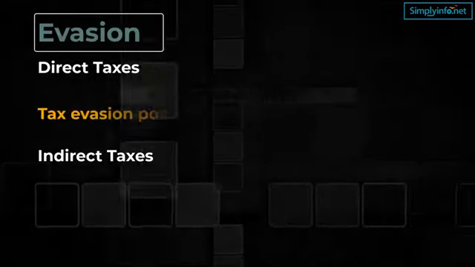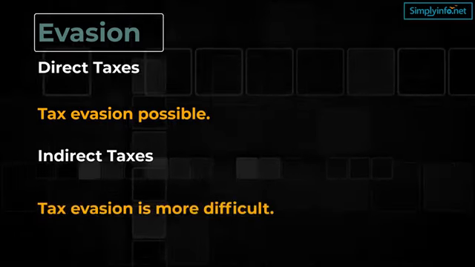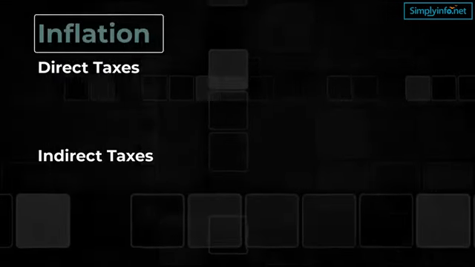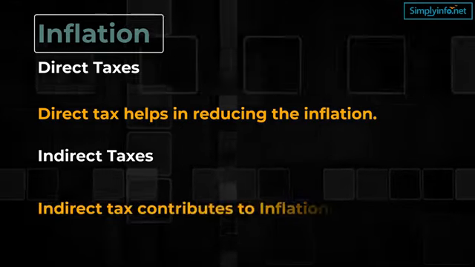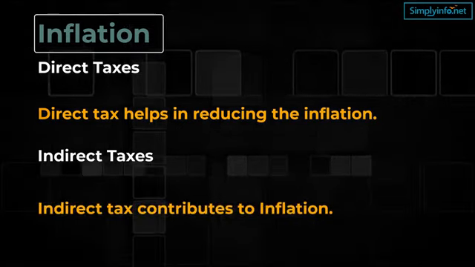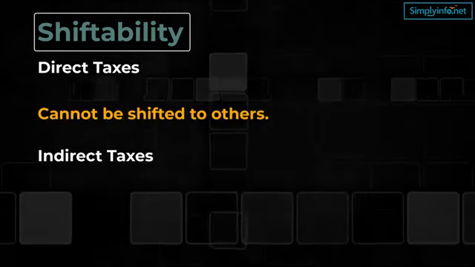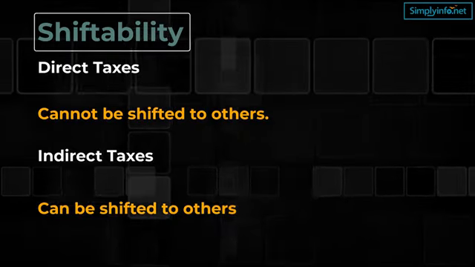Evasion. Tax evasion is possible in direct tax, whereas in indirect tax, tax evasion is more difficult. Inflation. Direct tax helps in reducing the inflation, whereas indirect tax contributes to inflation. Shiftability. Direct tax cannot be shifted to others. Indirect tax can be shifted to others.